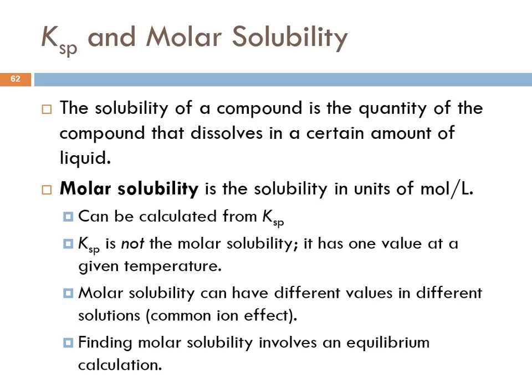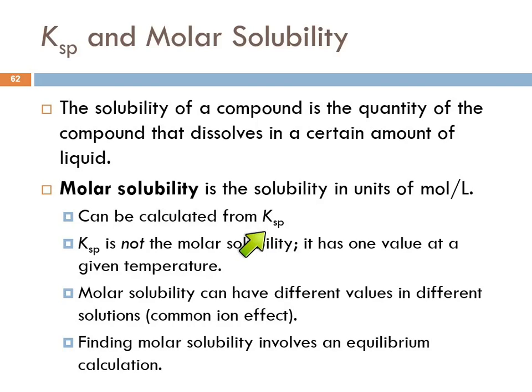When we talk about solubility, what we mean is the quantity of the compound that dissolves in a certain amount of liquid. And in Chapter 4, they often talked about, I think it was grams of solid per 100 grams of water. And that's a common unit for measuring solubility. We're going to talk about molar solubility. Molar solubility is just the solubility in units of moles per liter. So we're going to look at how many moles of this would dissolve in a liter of liquid.